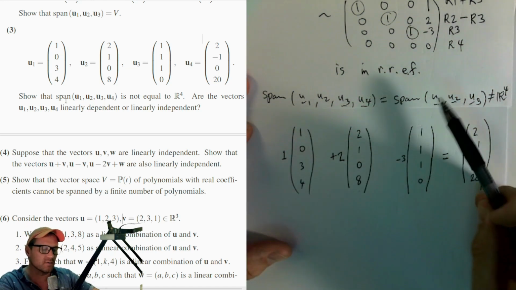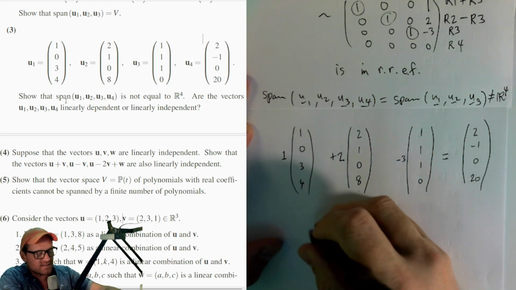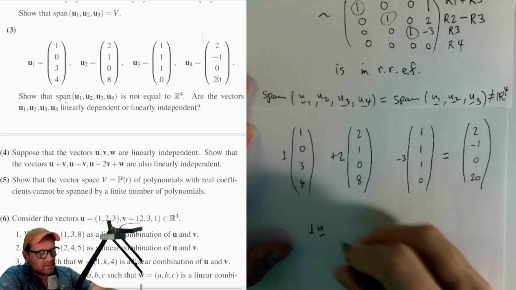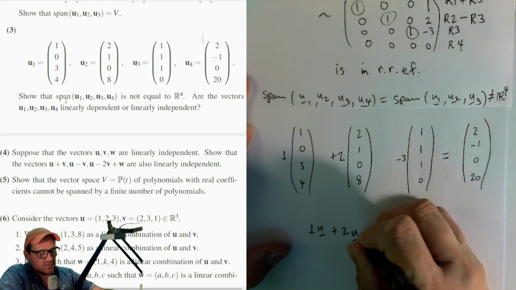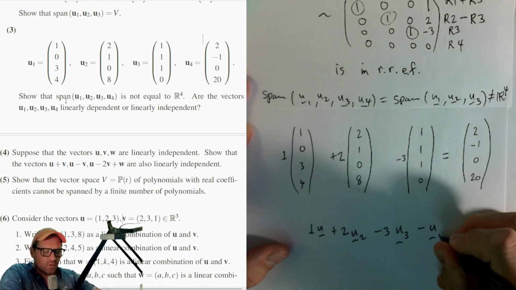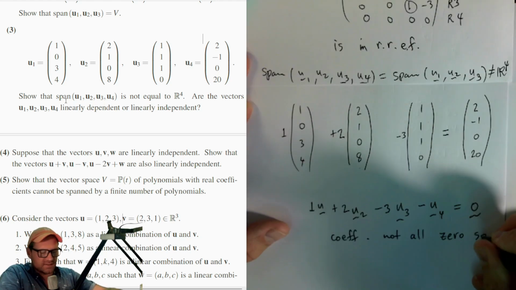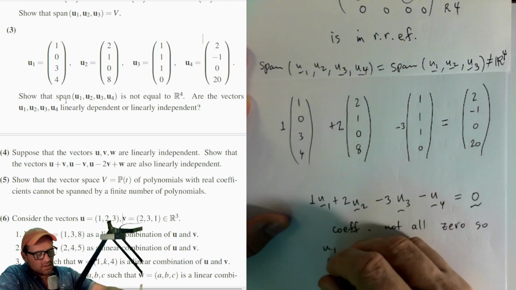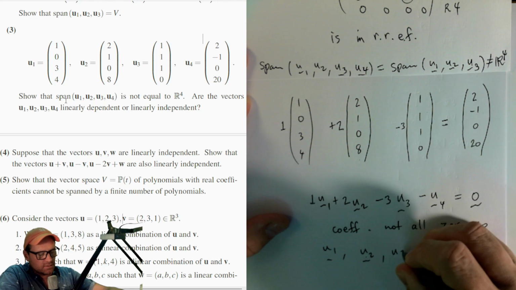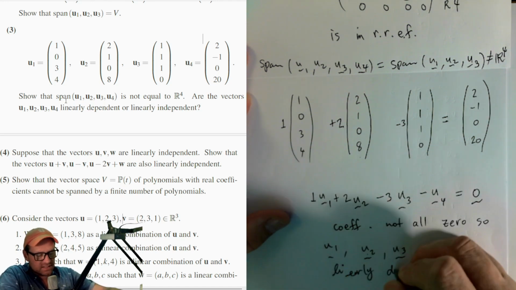This also confirms what we've learned in our previous calculations, but it tells us that 1 times u1 plus 2 times u2 minus 3 times u3 minus u4 is the 0 vector, but these coefficients are not all 0. And so the vectors u1, u2, u3, and u4 are linearly dependent.